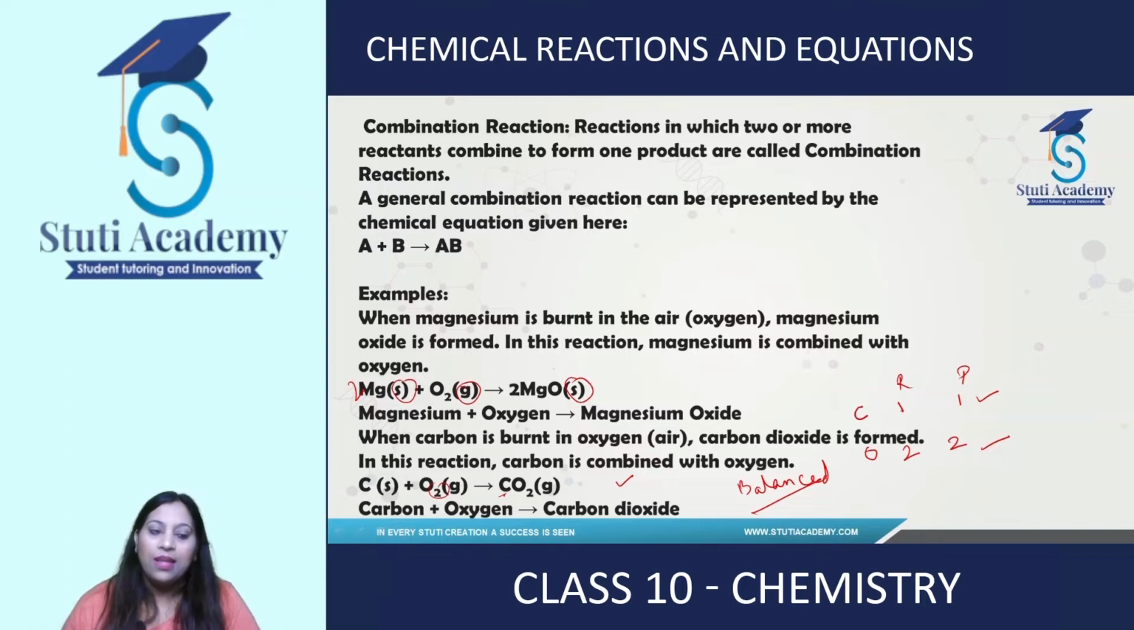Here again, carbon exists in solid state, which is represented by S, and oxygen exists in gaseous state, which is represented by G, and carbon dioxide gas exists in gaseous form. So it is also represented by symbol G. So this is about combination reaction.